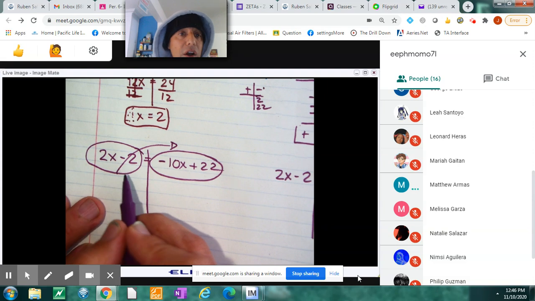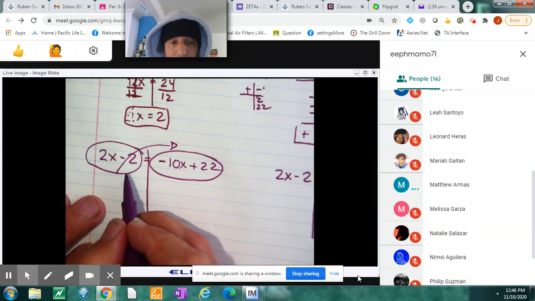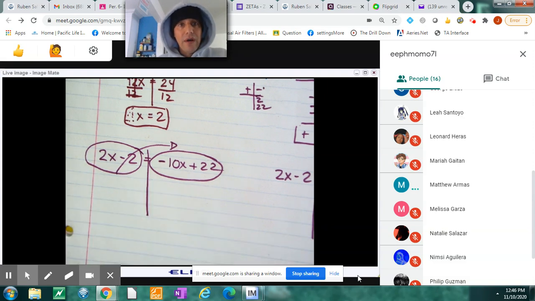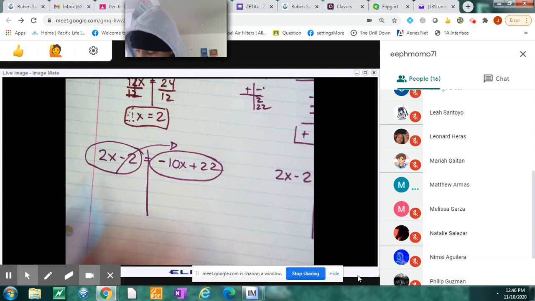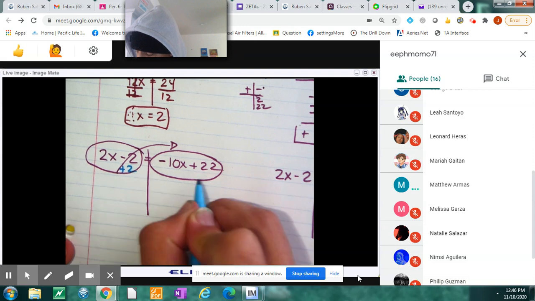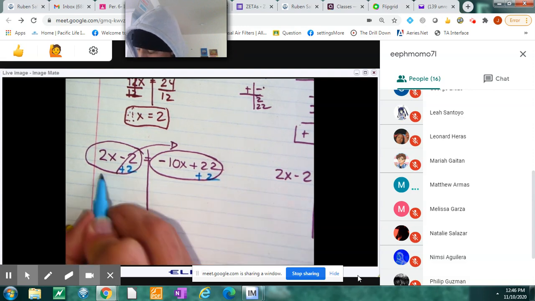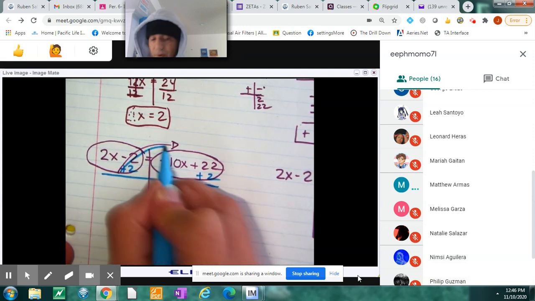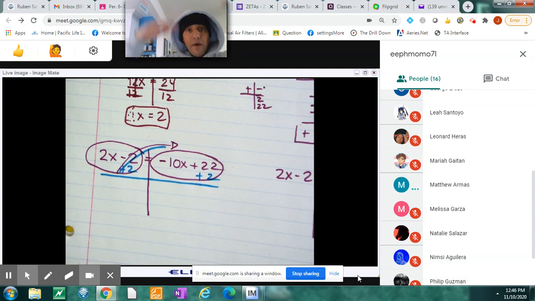Now, how do I make it 0? I can't just put -2. I have to put positive, because then that's a 0. +2 on both sides, right? Yeah, and then you throw it to the other side. Now bring everything down. Some kids want to do everything on the same line. Don't, because there's a chance of you getting it wrong.